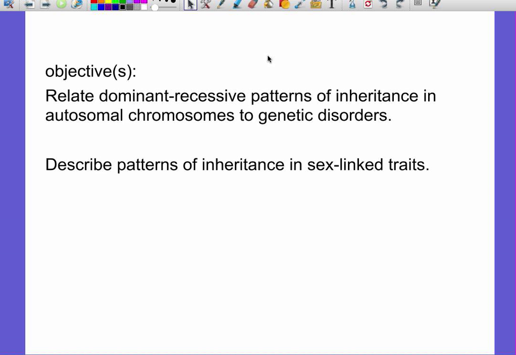Your objectives for this first section are to relate dominant recessive patterns of inheritance in autosomal chromosomes to genetic disorders. So we're going to talk about genetic disorders, some of which will be recessive traits, some of them will be dominant traits, and the way they get passed on from one generation to the next obviously would be different then. We're also going to talk about inheritance and sex-linked traits in this section, but I'm going to do that in a different video again so that you can break this up a little bit and rewatch if you need to.